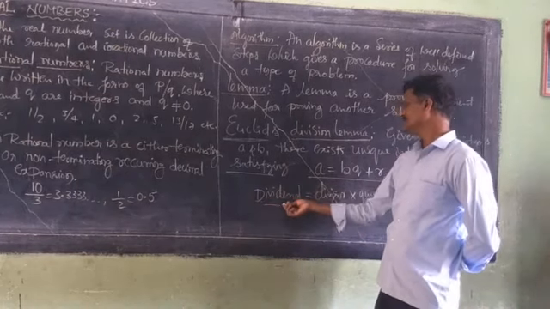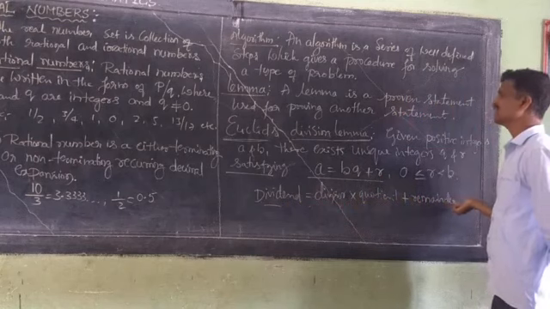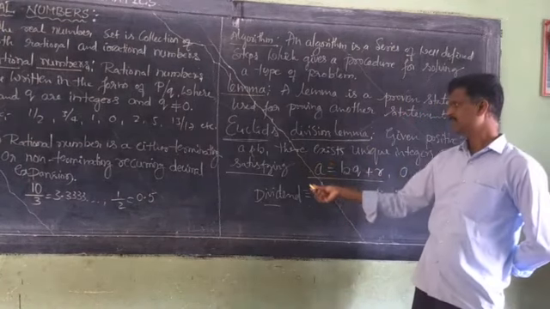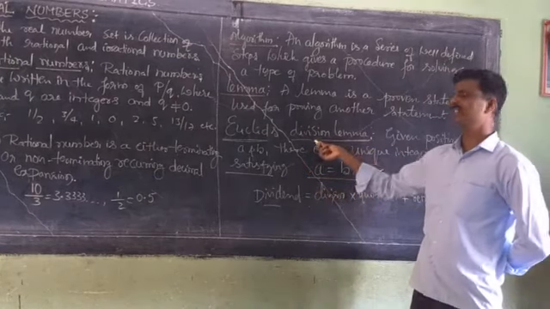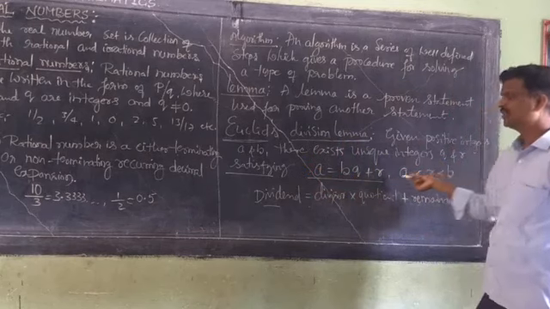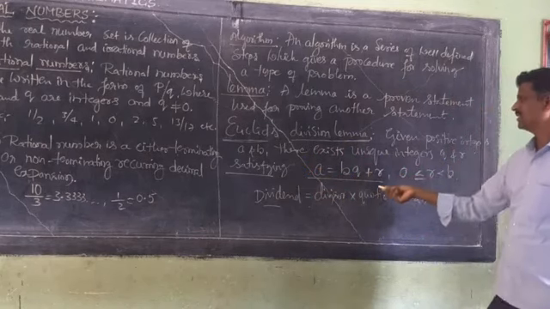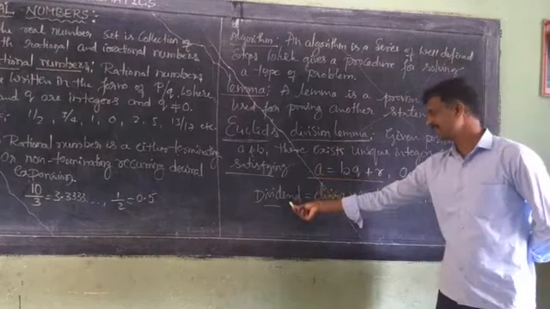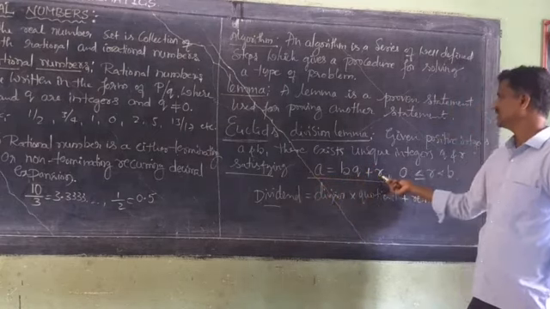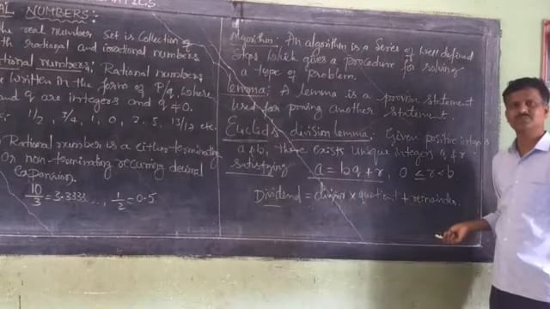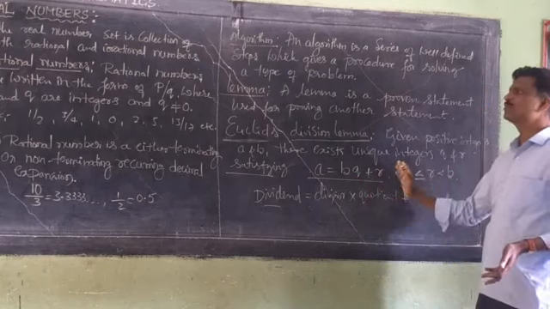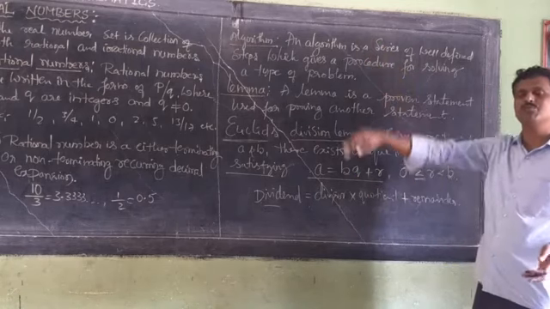Dividend is equal to divisor into quotient plus remainder. This can be taken as Euclid's division lemma. Here, this can be applied for integers. Here, a is the dividend, b is the divisor, q is the quotient, and r is the remainder. This is the division procedure. This can be used to prove or solve some problems.